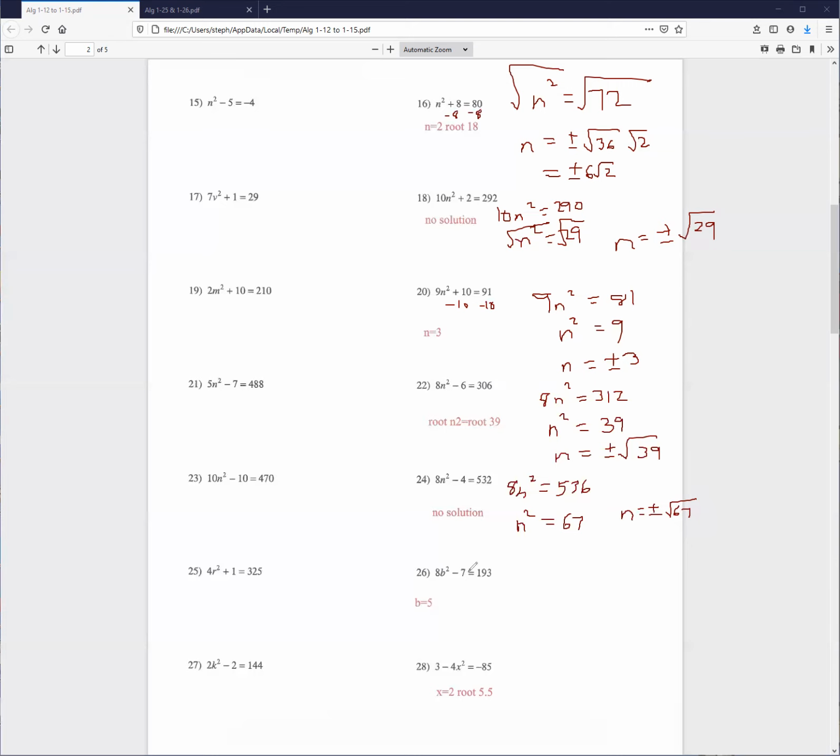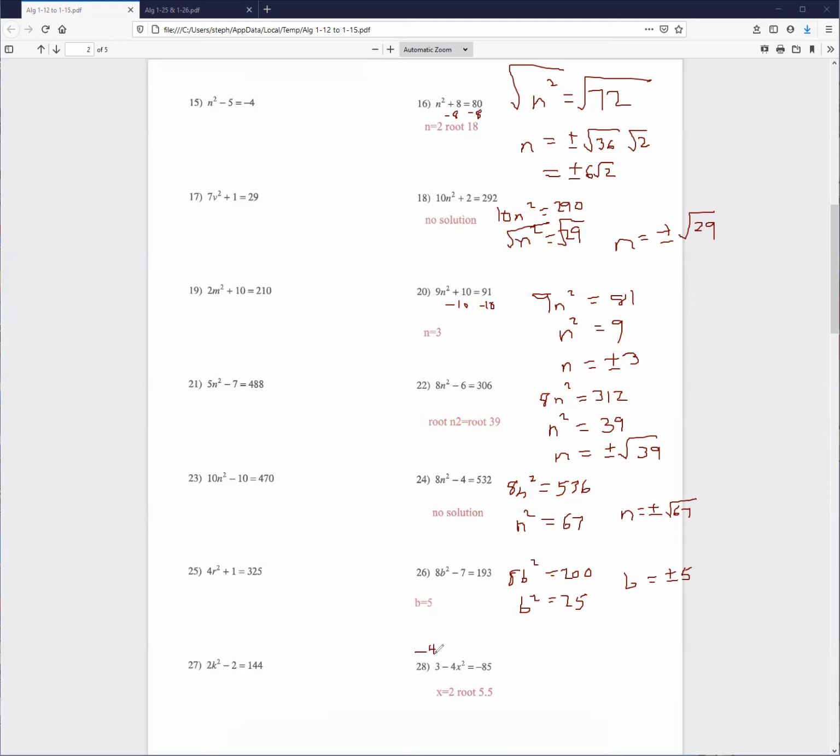All right. So adding 7 to both sides for number 26 here. 8b squared equals 200. Divide both sides by 8. And finally, we will square root both sides and get b equals plus or minus 5. All right. This last one looks a little gross. Root 5.5, we'll see.